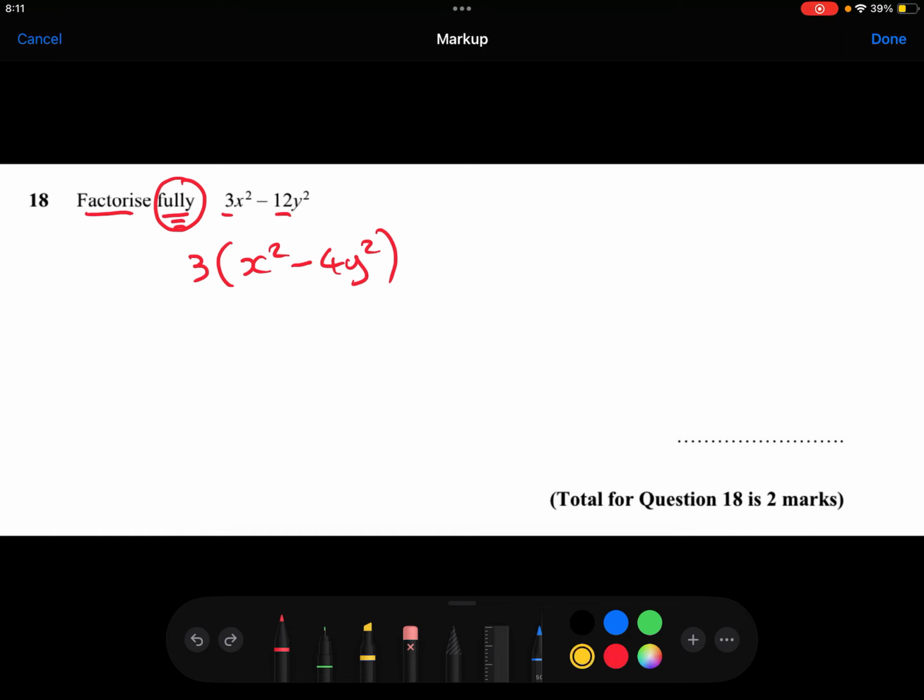So factorising this is the difference of two squares. If you're a bit rusty on the difference of two squares, let me just remind you. If I have a squared minus b squared, that can be factorised to be a plus b times a minus b. And let me explain why.